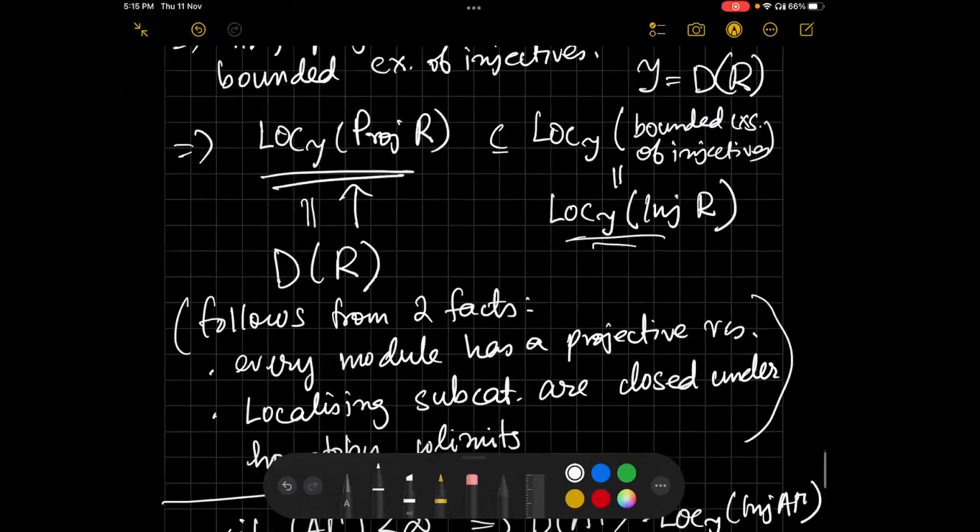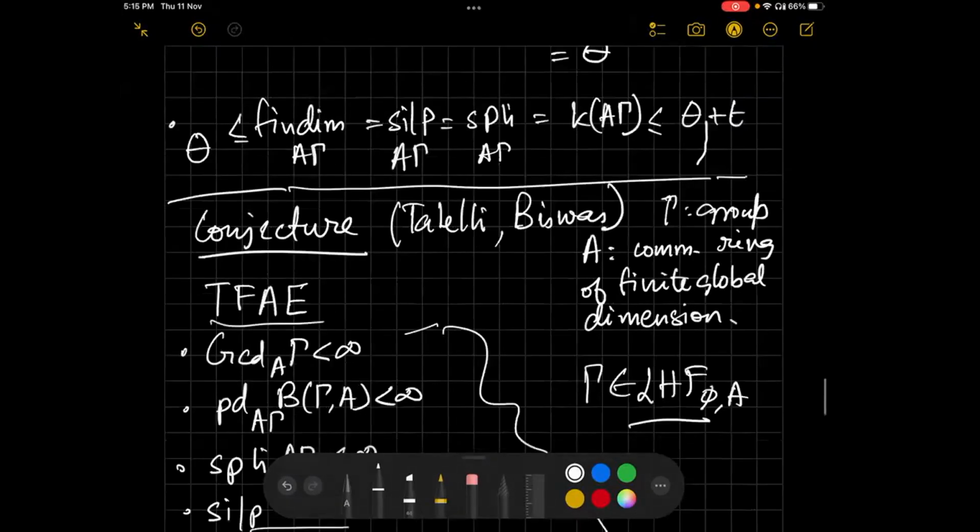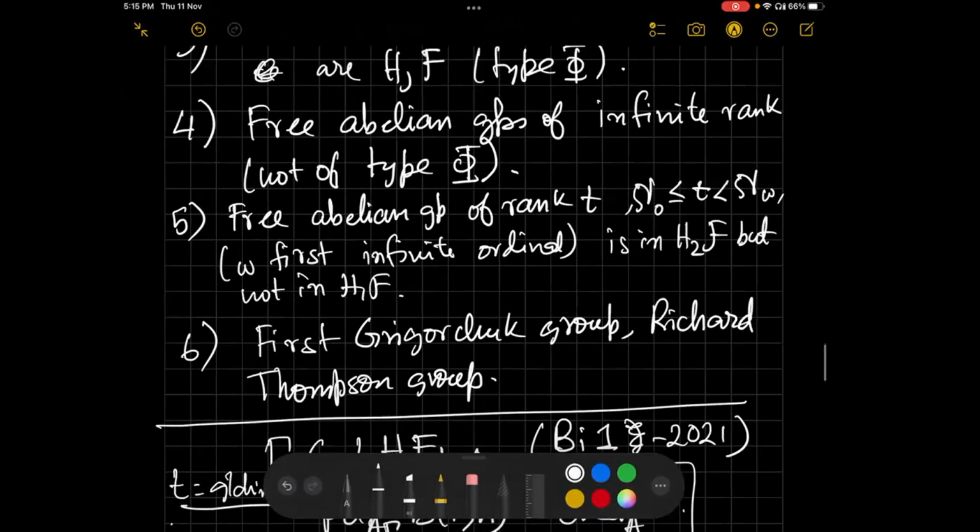Oh, sorry, one small thing. Let's keep going back. When I said the first Rickard group and the Richard Thompson group are not in the hierarchy, the first Rickard group was known to be not in HF, and the Thompson group was known to be not in LHF. It is still not known whether LHF is strictly bigger than HF, but let's say it should be. And I was able to prove that you can replace HF by HF phi Q, and over here you can replace this by LHF phi A for any commutative ring of finite global dimension.